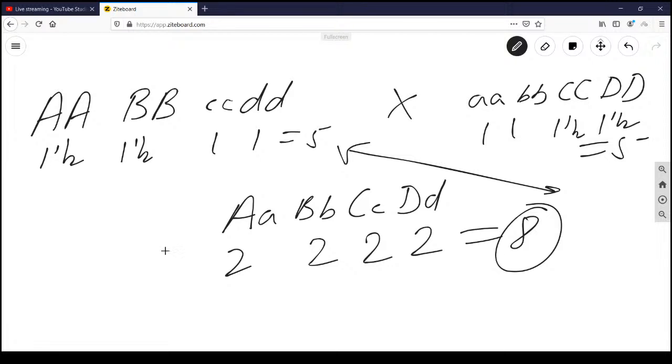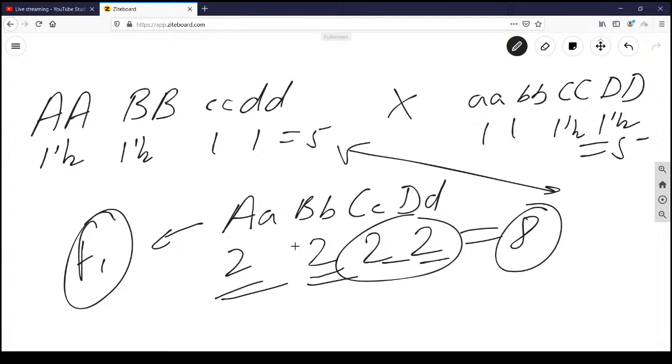In the F1 crossing, excessive expression is happening. Expression has increased. It is the super dominance hypothesis related to heterosis.